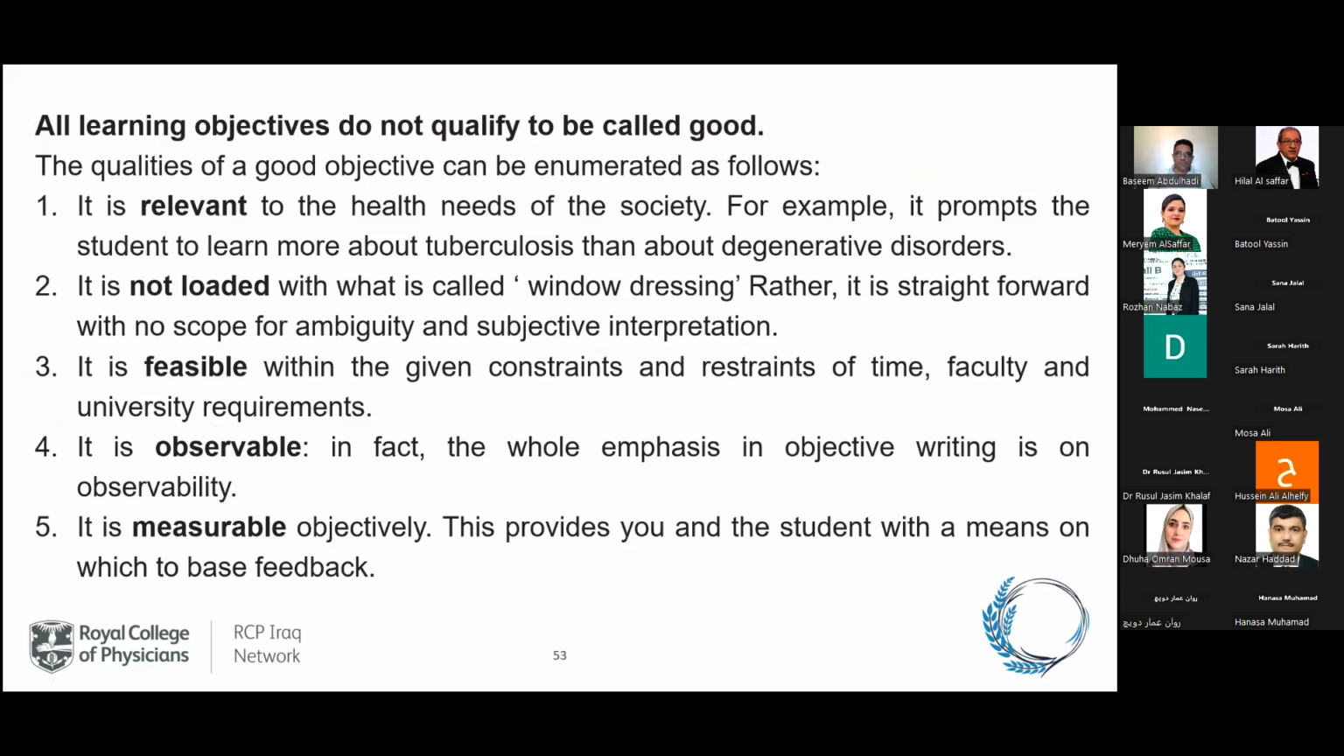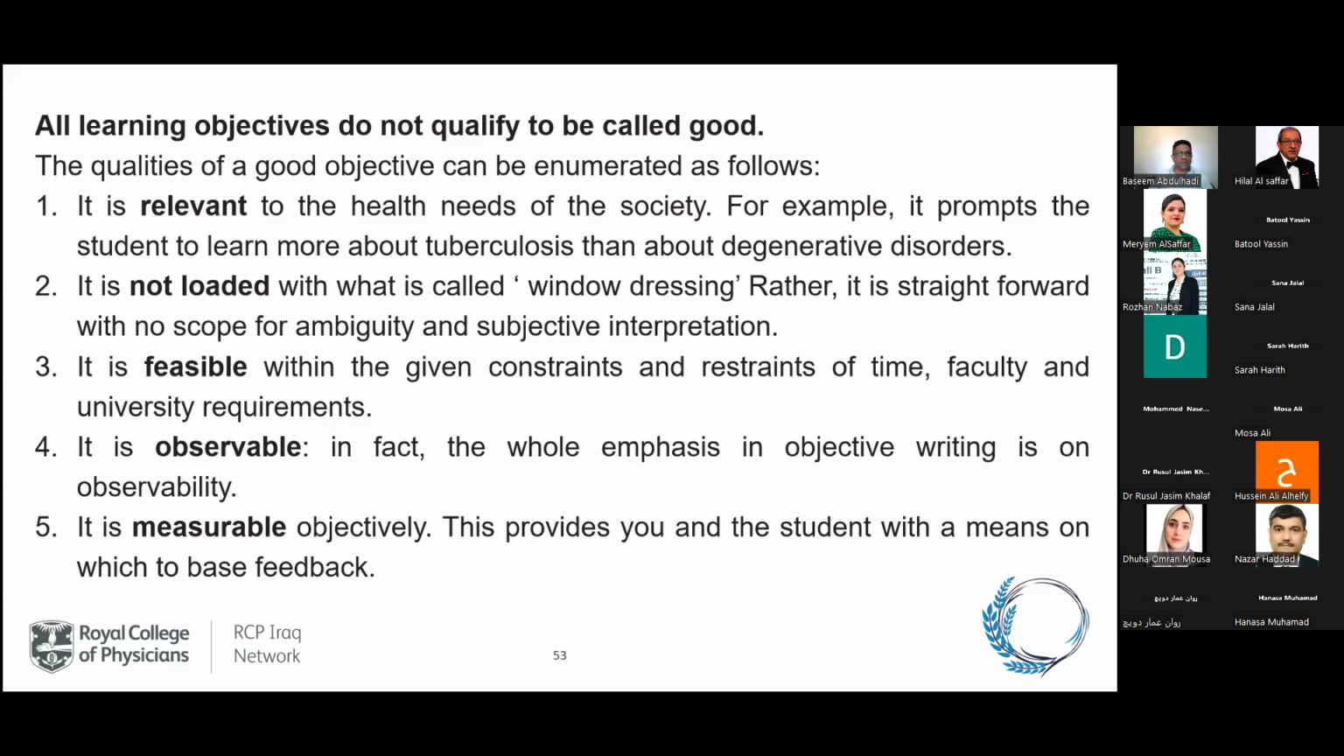So not all learning objectives qualify to be called good. The qualities of a good objective can be enumerated as follows. It is relevant to the health needs of the society. For example, it prompts the student to learn more about tuberculosis than about degenerative disorders. So this is the R in SMART, relevant. The learning objective should be relevant to the health needs of the society.